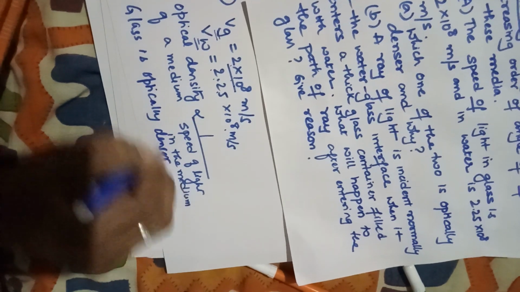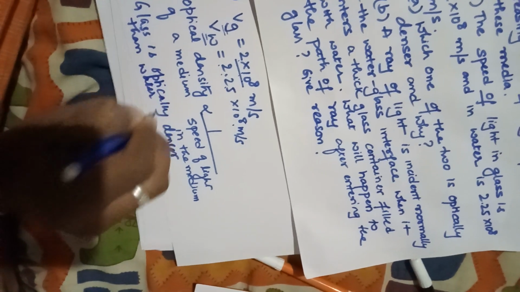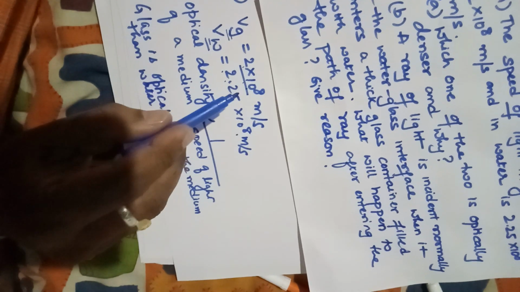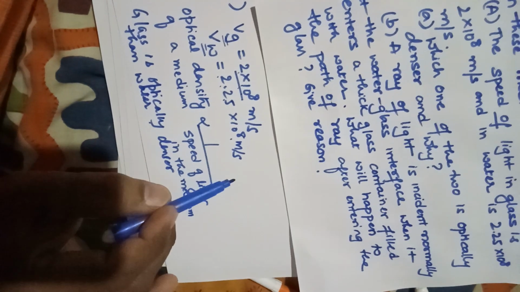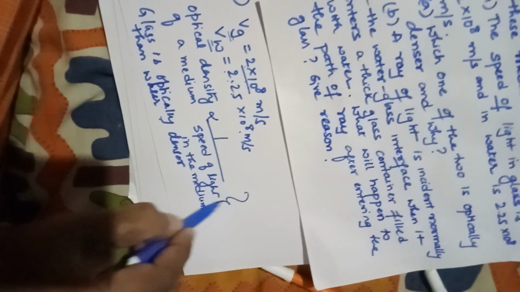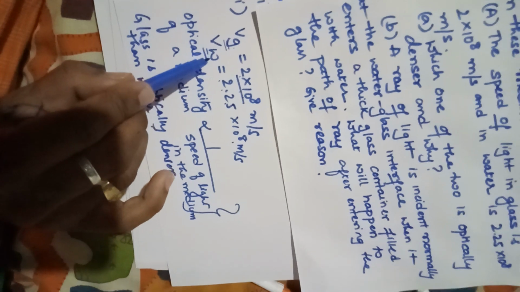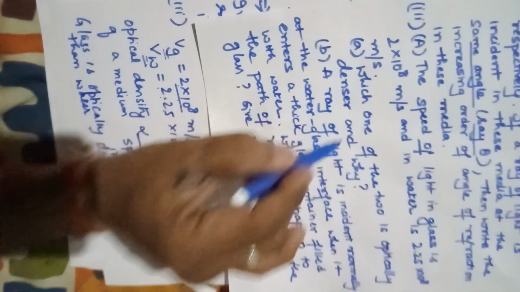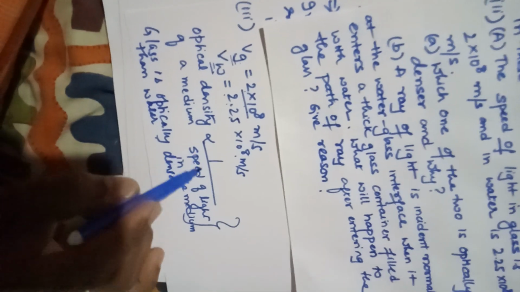than water, because the speed of light in glass is less than speed of light in water. By giving these reasons, we can conclude that glass is optically denser than water. So which one of the two media is optically denser? It is glass. And why means you can give these reasons to support your answer.